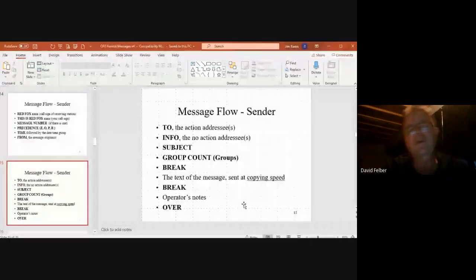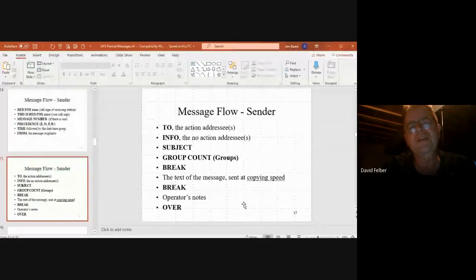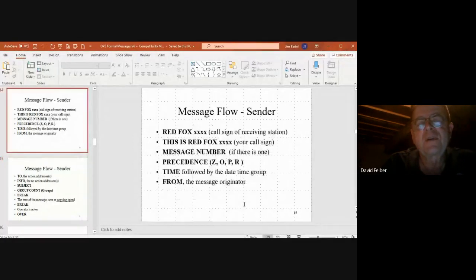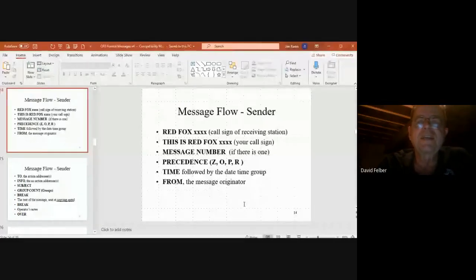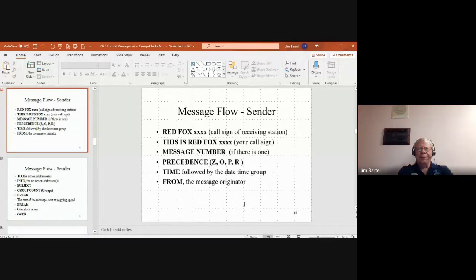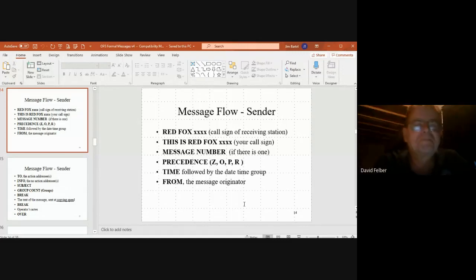Hold that message on there, hold that slide up there just a second. Okay, the precedence, notice the precedence, routine, priority. Z stands for immediate. O is immediate. Z is flash. I've always used Z. I've never used either of those pro words. Hopefully you'll never use those pro words. I mean, we'll get into a definition of all those shortly. Yeah. Okay.